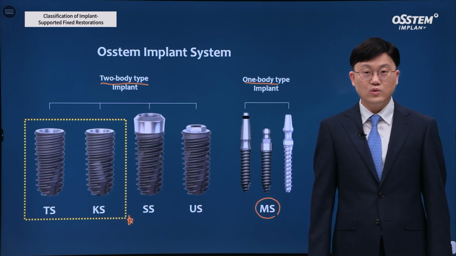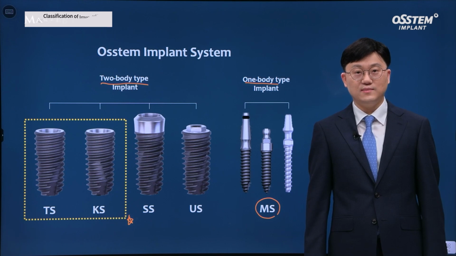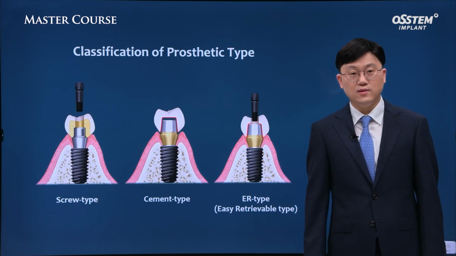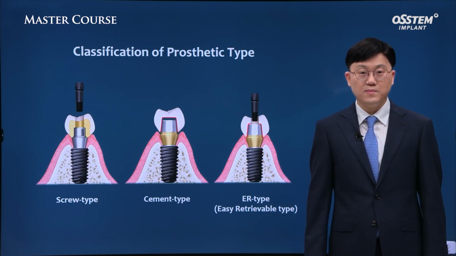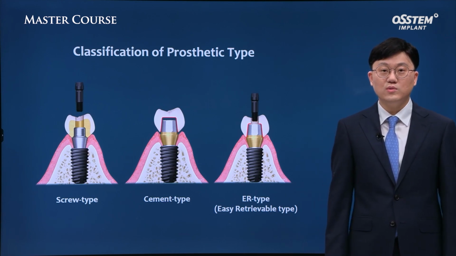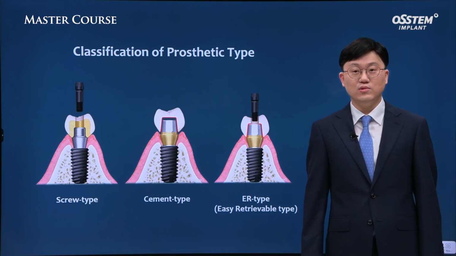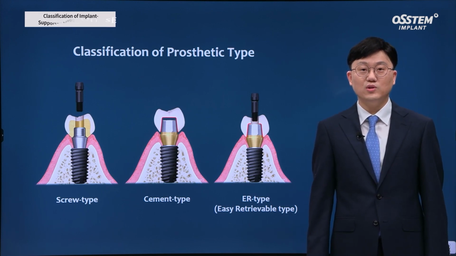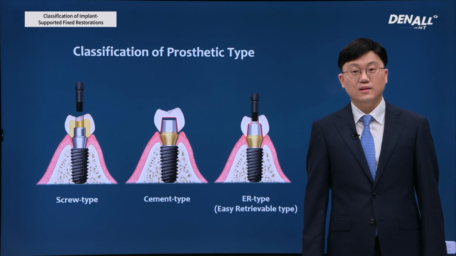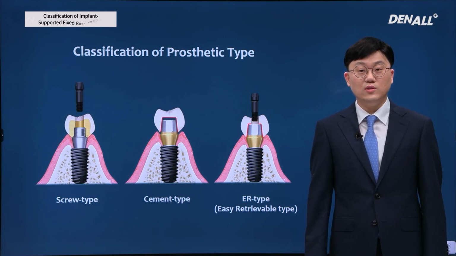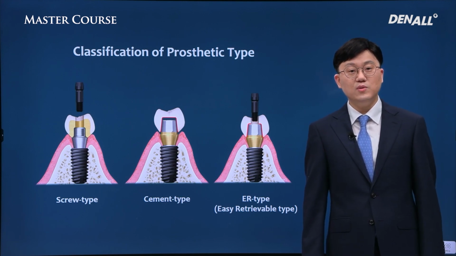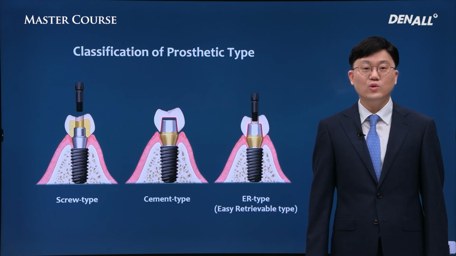Depending on the way the implant and prosthesis are connected, it can be divided into three: screw type, cement type, and ER type. Screw type is where the prosthesis is connected with the implant via the screw. Cement type is when the abutment is connected and the crown is cemented thereafter. As for ER type, a hole is formed on the crown and cement is used for adhesion. In terms of cementation, it's the same as a cement type, but you can unscrew and tighten the screw via the hole like the screw type. Let's take a closer look at the different types.